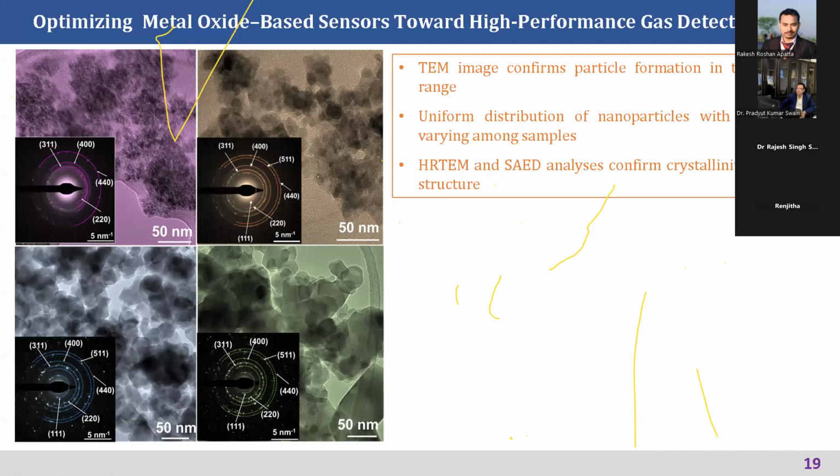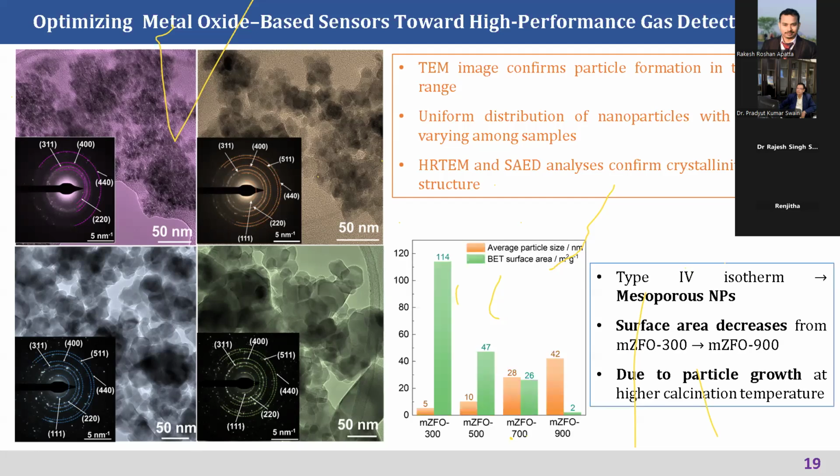So this measurement will tell us the particle size of our samples and the crystalline structure of these particles. These two things we establish using this, and then we will calculate the average particle size for the different compositions.